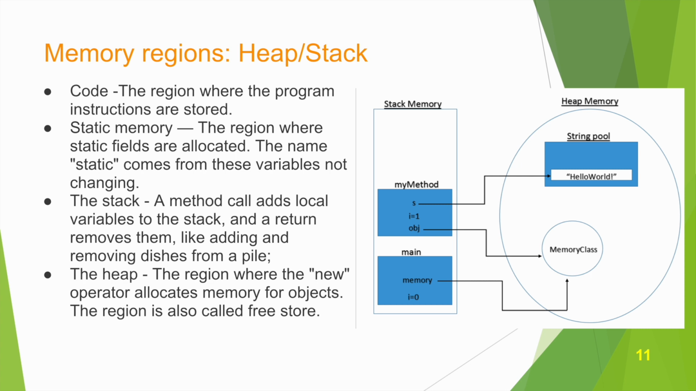When we make method calls, it adds local variables to the stack, and when we return from a method call, it removes the elements from the stack. This could be related to adding and removing dishes from a pile of dishes. And we have a heap storage.